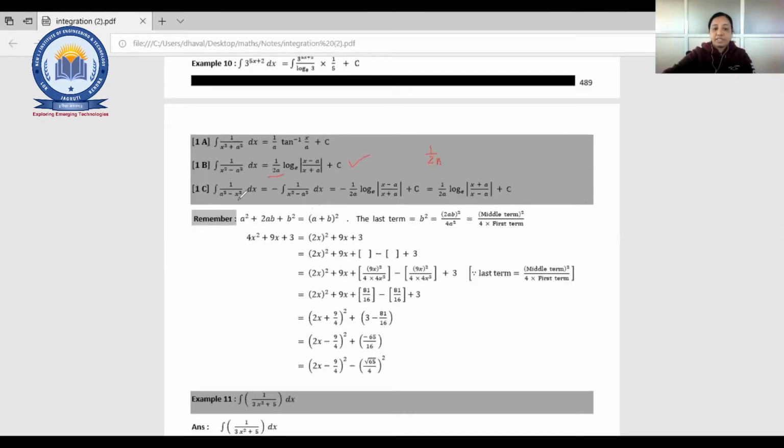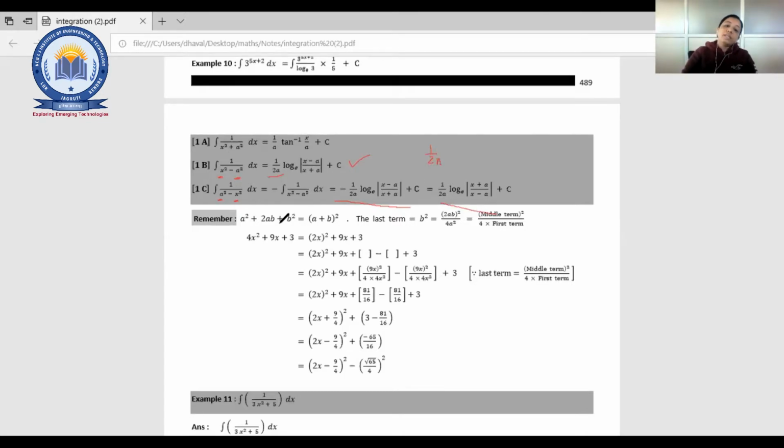Now in the same way, a square minus x square. Here it is x square minus a square, and here you will have a square minus x square. So again you can take a minus common out and write it down easily. Fine, so this is the basic equation.